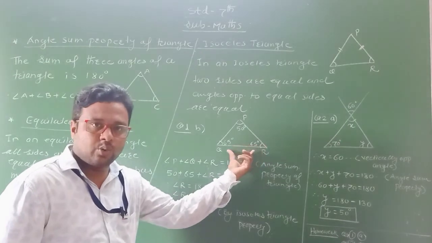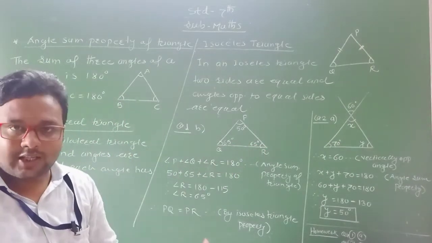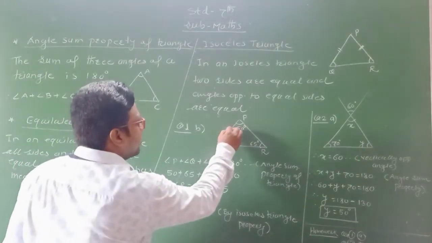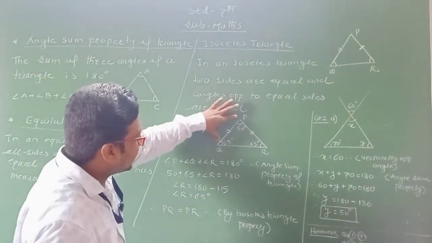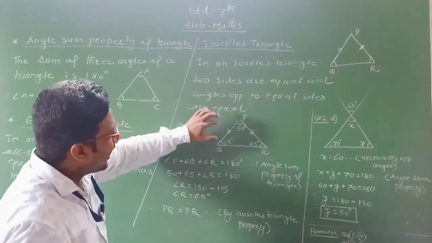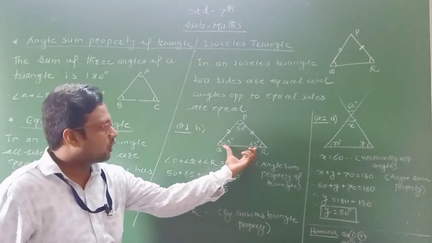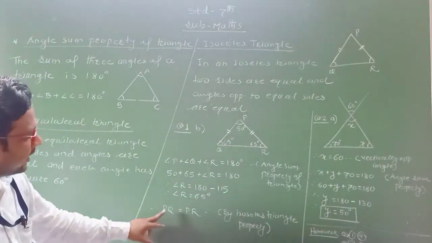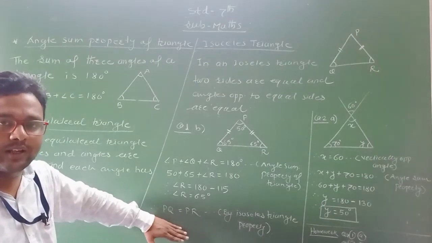to 65 degree. These two angles are equal. Therefore, sides opposite to equal angles are equal. This is the property of the isosceles triangle. Therefore, which two sides are equal? PQ and PR. Because PQ is the side opposite to angle R and PR is the side opposite to angle Q, which are each of 65 degree. Clear, student? Therefore, here I write PQ is equal to PR. These two sides are equal in the given triangle.